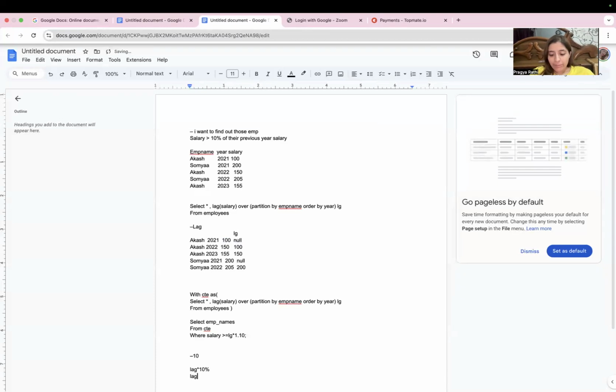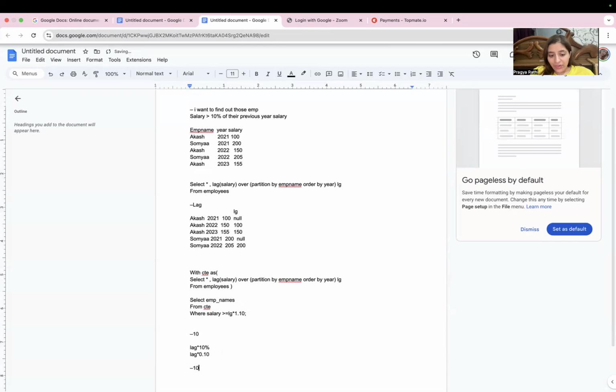So should we multiply it by 0.10? That means you are taking only 10% part of your lag salary. So 10% part of 100 will be 10 only. But we don't want that. We want it to increase by 10%. That means 100 plus 10, so it will be 110. If you increase by 10%, that means you are taking 110%. And if I take out the percentage, 110 divided by 100, it will be 1.10, so that's why I have multiplied it with this. I hope you get that. So that's what I did, and I will get my answer also.